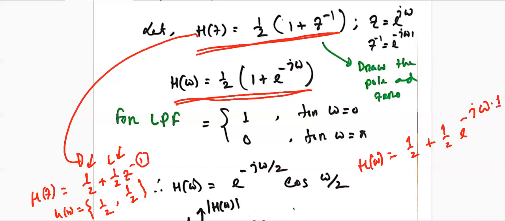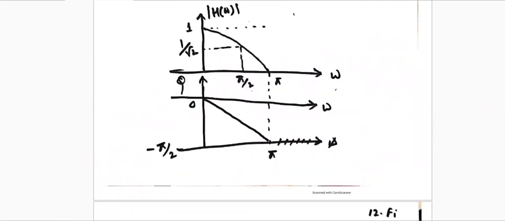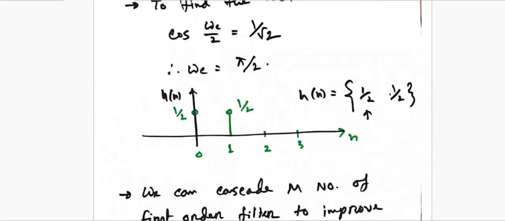N is 1. So from there, you can also write that this is at the location of 0, half, and at the location of 1. So you need to write it like this. So this equation and this equation both are equally helpful to find the value of h[n], and you can draw it.